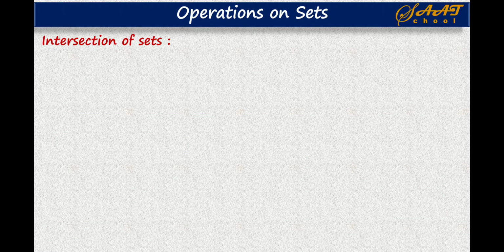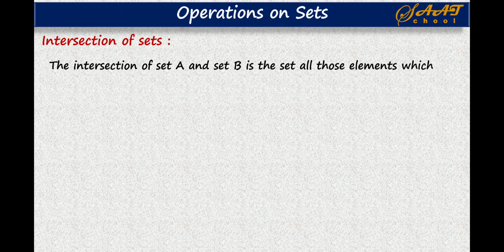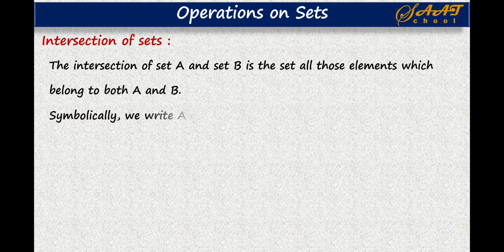Now next is intersection of sets. Simply, intersection of two sets means the common elements which are in A and B. The intersection of set A and set B is the set of all those elements which belong to both A and B, meaning you have to find the common elements between A and B. So simply it is written like that and read as A intersection B.